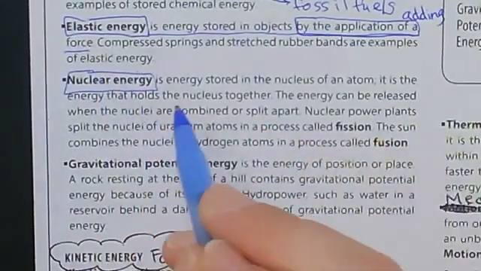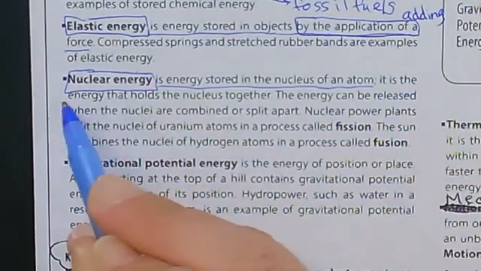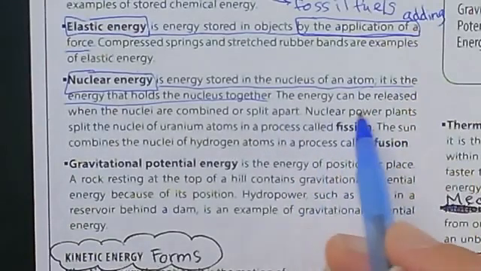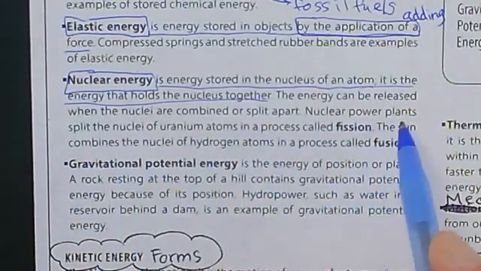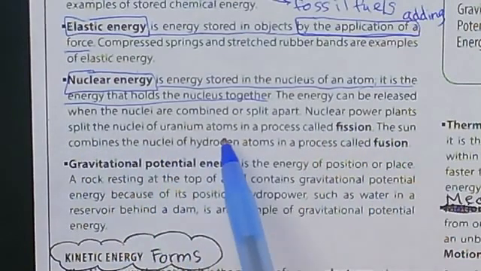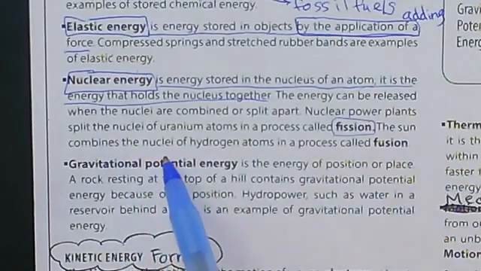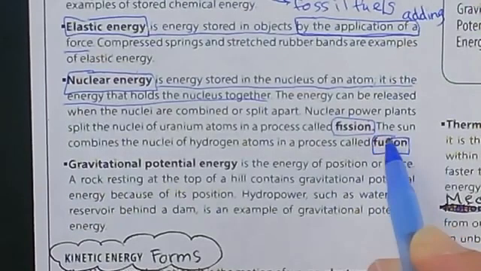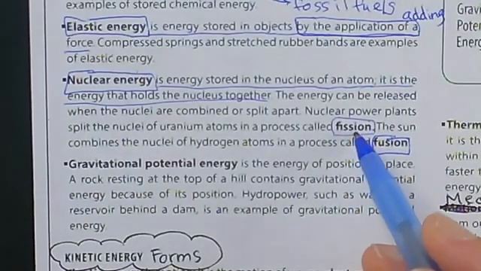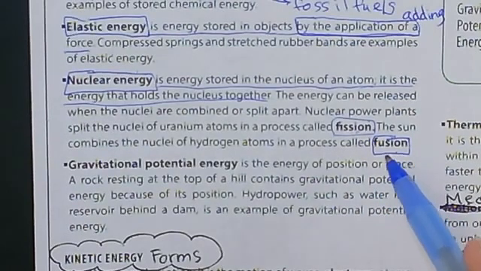Nuclear energy. Nuclear energy is energy stored in the nucleus of an atom. It is the energy that holds the nuclei together. The energy can be released when the nuclei are combined or split apart. Nuclear power plants split the nuclei of uranium atoms in the process called fission. The sun combines the nuclei of hydrogen atoms in a process called fusion. So fission means splitting the nuclei of atoms apart. Fusion means combining the nuclei of atoms together.